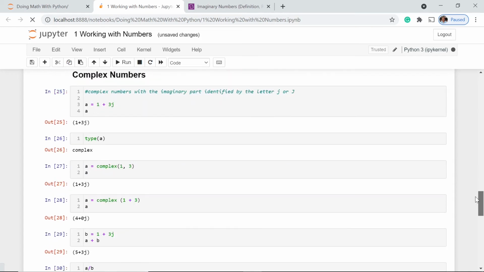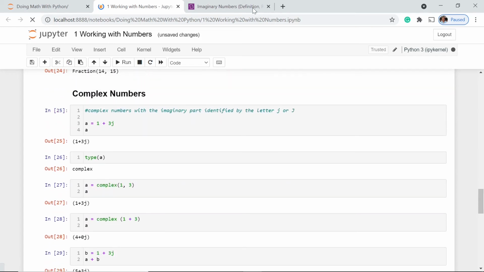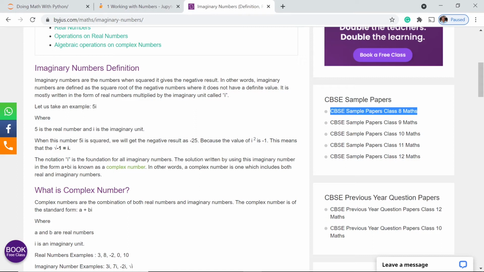This time, we will have complex numbers. What is a complex number? For us to properly understand what a complex number is, let's have some definitions. A complex number is the combination of both real numbers and imaginary numbers. So what is an imaginary number?